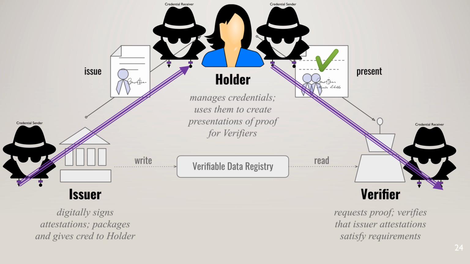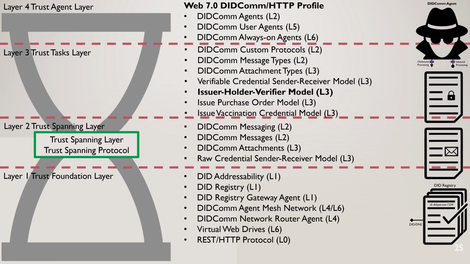If we were to go back and look at the detailed tasks of a verifiable credential sender and a verifiable credential receiver, you'd see that they're providing the functions and capabilities to realize the issuer-holder-verifier model, and that the issuer-holder-verifier model is really just a specialization of the verifiable credential sender receiver model. So you can imagine already what layer that belongs to. It belongs in layer 3.